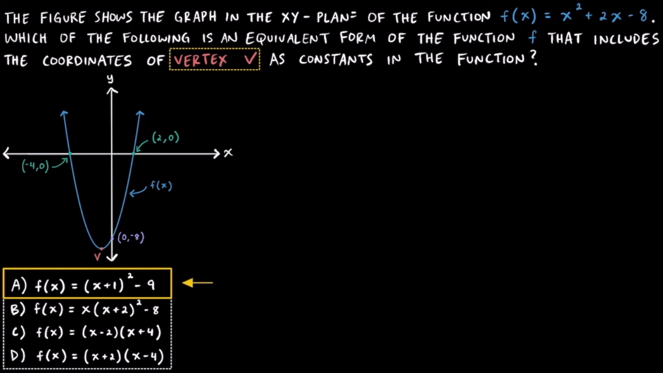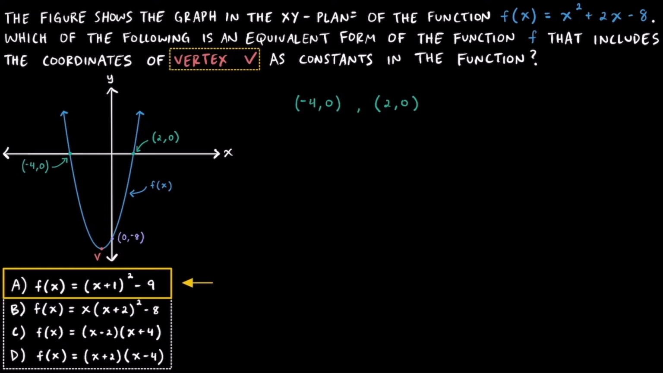Even though we already have the answer, let me show you a slightly different way of going about this problem that could save you some time. Looking at the zeros, or the 2 x-intercepts, we have negative 4, 0 and 2, 0. It's helpful to know that parabolas are always symmetric, so if you know where the x-intercepts are, the vertex is always going to be halfway between them.